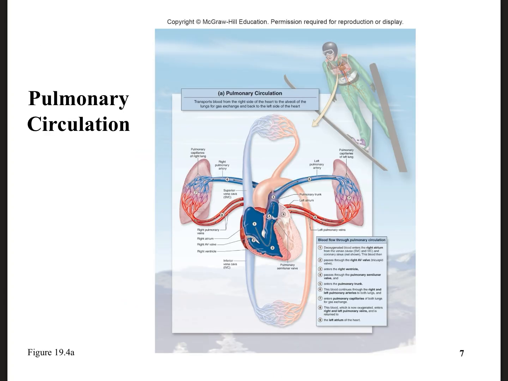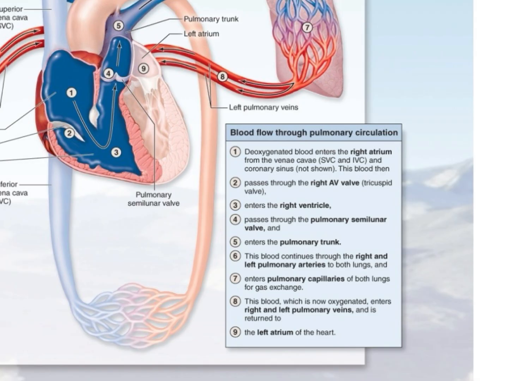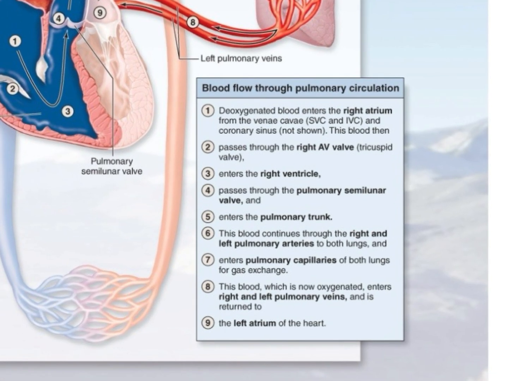Here's your pulmonary circuit. Actually, it's written down right there. From right atrium all the way back to the left atrium, it has every one of the things that you should know on there. Right AV valve, right ventricle, semilunar valve, pulmonary trunk, pulmonary arteries, the lungs, left and right pulmonary veins to the left atrium.